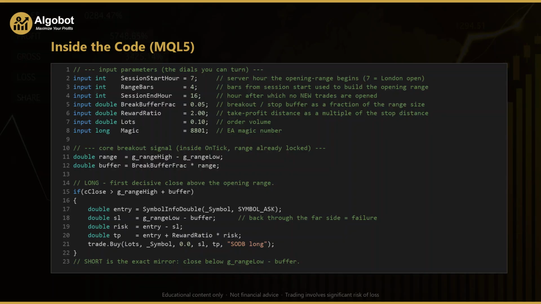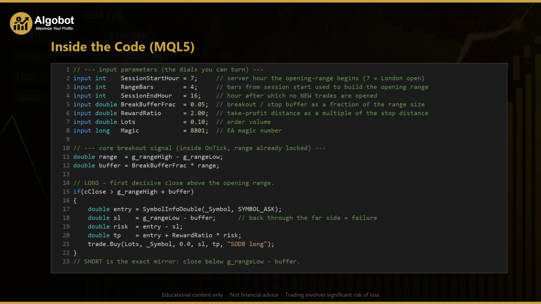BreakBufferFrac controls how far beyond the range price must close before a trade triggers. Raise it to demand a more convincing breakout. RewardRatio sets the take-profit distance as a multiple of the stop. Lots is your order size, and Magic is the identifier the EA stamps on its own trades. Below the inputs is the core signal logic, which only runs once the opening range is locked.